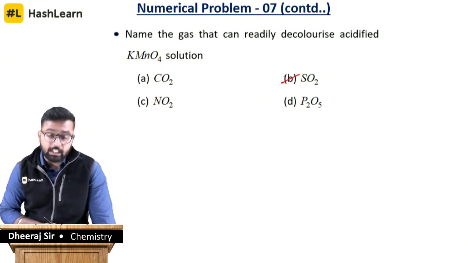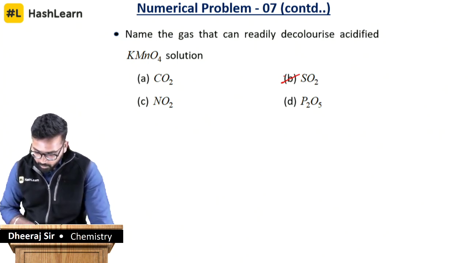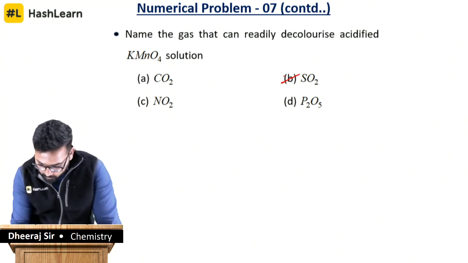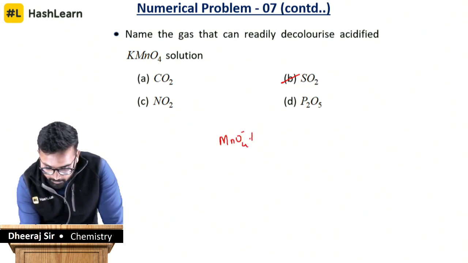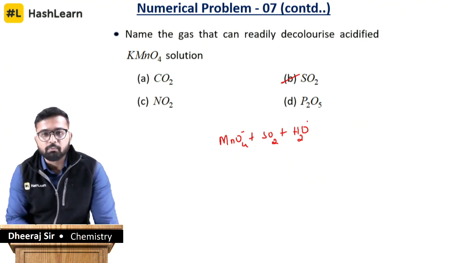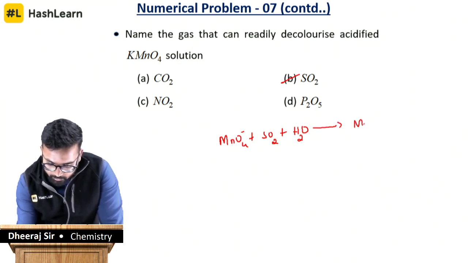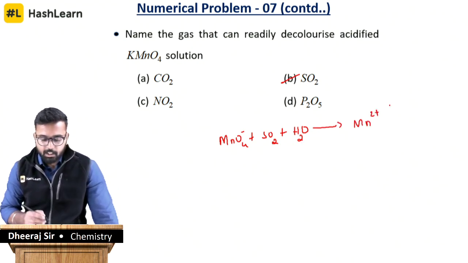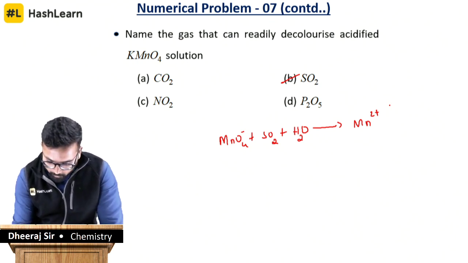Sulfur dioxide can readily reduce potassium permanganate solution. If you want, I can give you the reaction. Here goes the reaction. I'll give you the ionic reaction, which is going to be even more useful to us. So MnO4 minus, permanganate, plus sulfur dioxide in the presence of water, acidified potassium permanganate. This is how water comes into the picture, by balancing the redox reaction. In acidic medium, Mn plus 7 converts itself into Mn plus 2. If you remember that, you can write the reaction on your own.